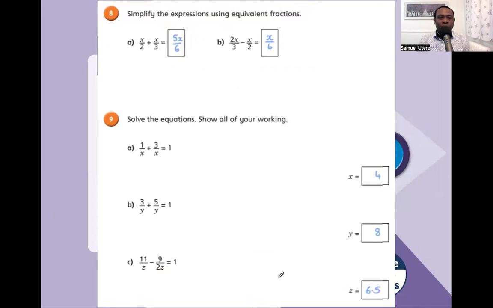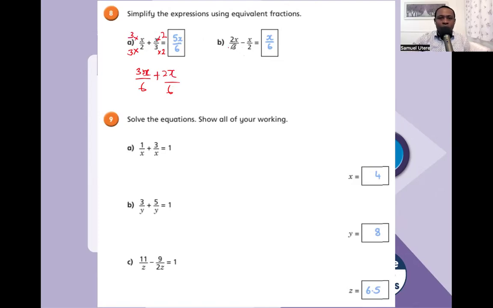For question 8, you were simply asked to simplify the expressions using equivalent fractions. Equivalent fractions mean make the denominators equivalent. So here we'll multiply this by 3 because we know the lowest common multiple of 2 and 3 is 6. And we'll multiply this by 3. We'll multiply this by 2. And we'll multiply this by 2. Okay, so now this becomes 3x over 6 plus 2x over 6. And you can see why it is 5x over 6. Okay, 3x plus 2x is 5x.